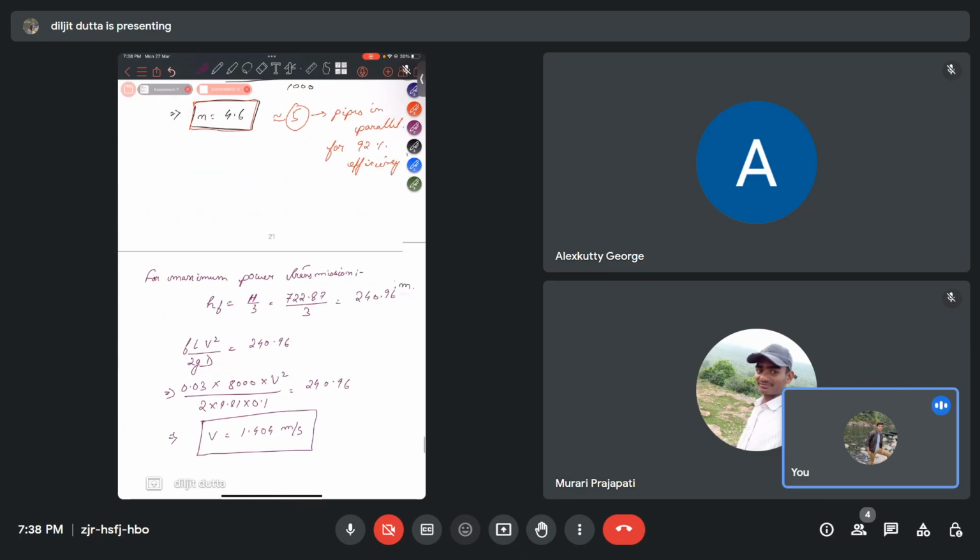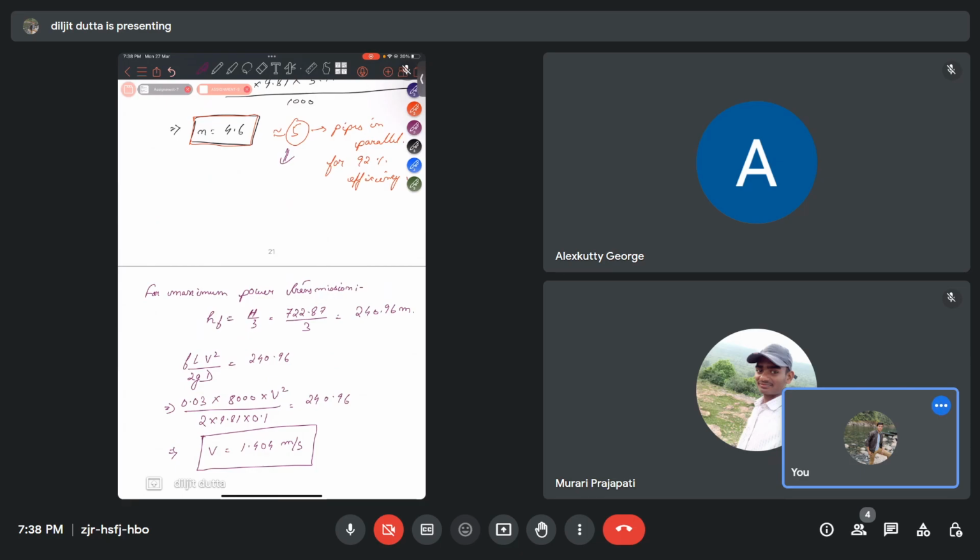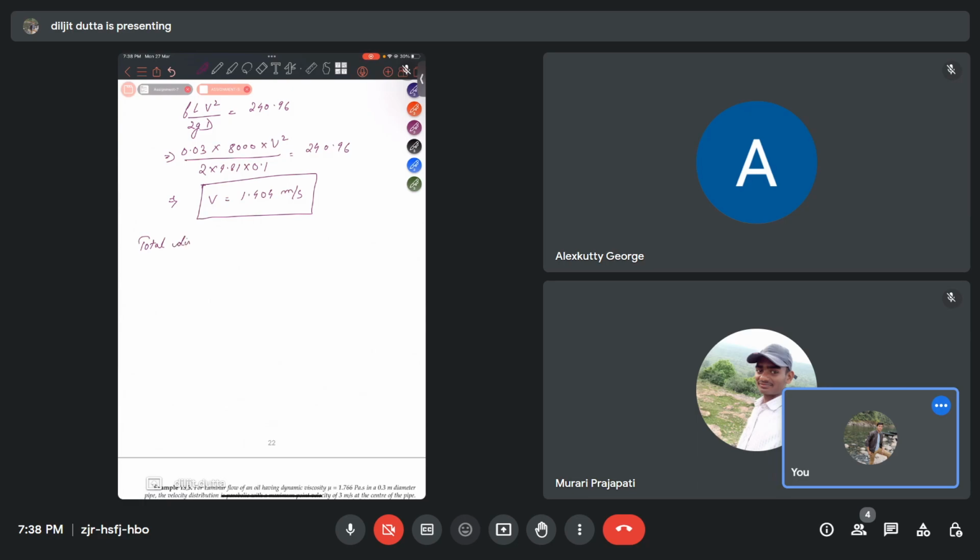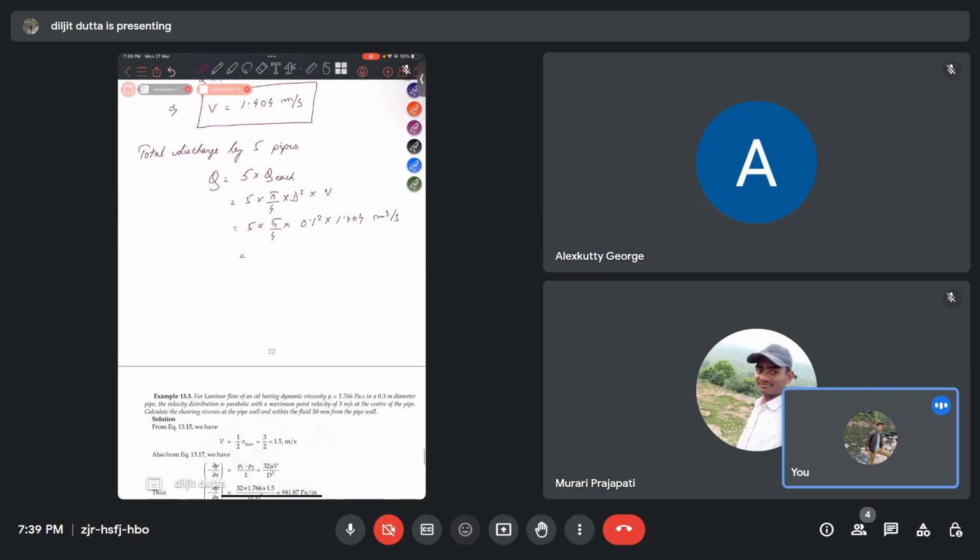Now we have already got the number of pipes is 5. So the total discharge by 5 pipes, Q is equal to 5 into Q each, into 5 into pi by 4 into d squared into V. This will come, I think, around 5.513 meter cube per second. So we have obtained Q.